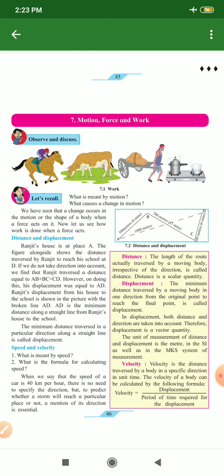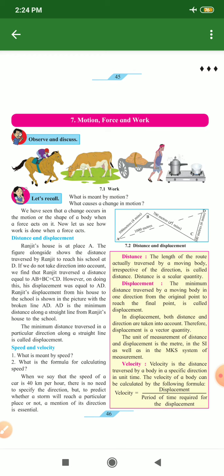Next, displacement. Displacement is the minimum distance traversed by a moving body in one direction from the original point to reach the final point. In displacement, both distance and direction are taken into account. Therefore, displacement is a vector quantity. The unit of measurement of distance and displacement is the meter in the SI as well as in the MKS system of measurement. So the definition of displacement you have to learn and write.